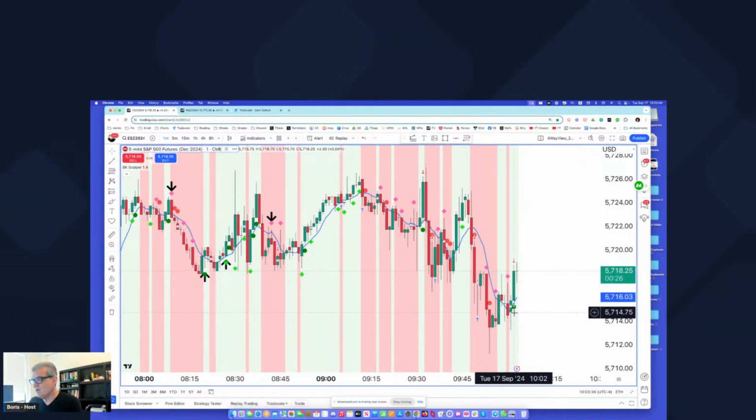The green dots are momentum. The green diamonds are retrace trades. And we don't care whichever one shows up. We're going to take that as a signal as long as it's a higher high or a lower low.